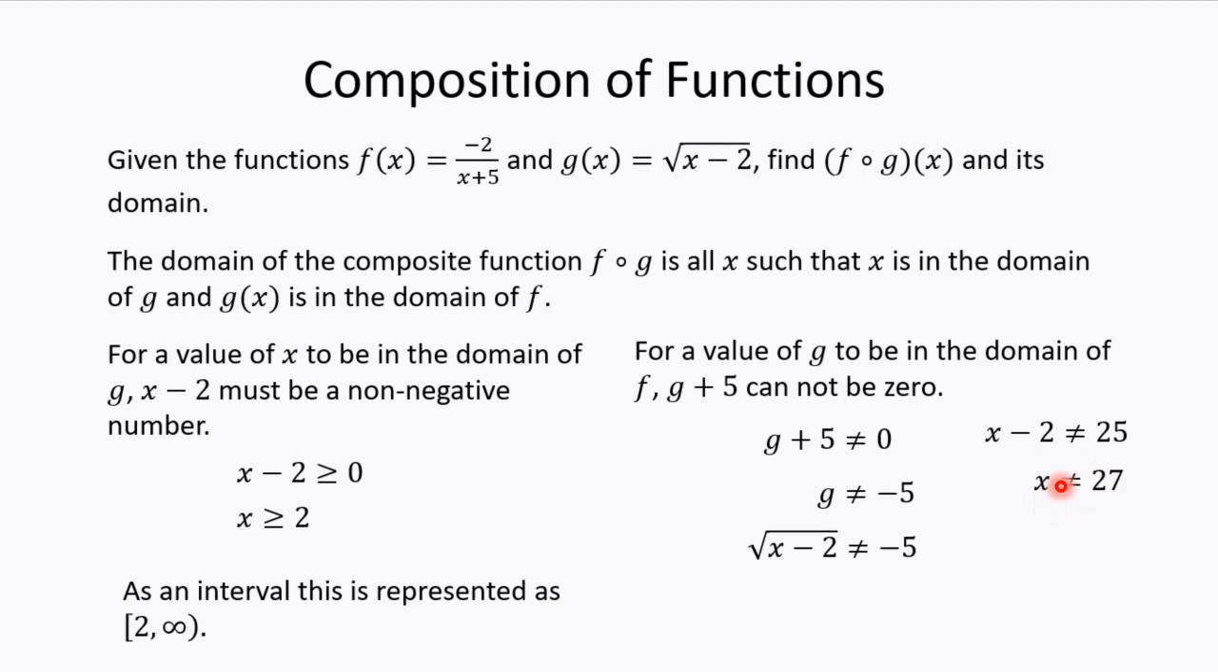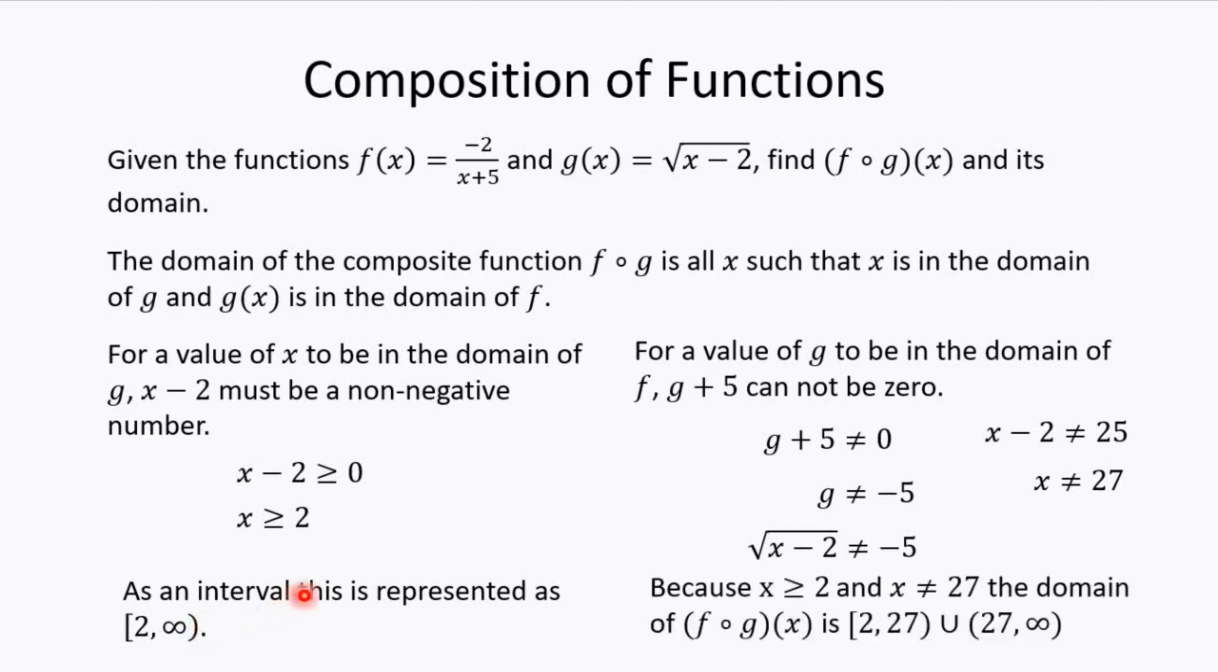x cannot be 27, and x also has to be greater than or equal to 2. So I need every number between 2 and 27, including 2. Then I need every number to the right of 27. That interval is described like this. Because x has to be greater than or equal to 2 and x cannot be 27, we're looking at the domain of f of g to be this interval.